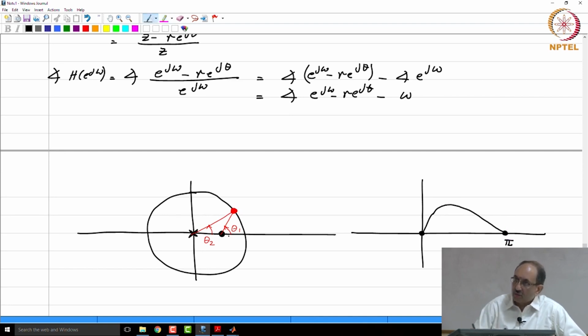And because theta is 0, this is a 0 on the real axis, which means the system's impulse response is real. For such systems, magnitude response is even and the phase response is odd. Therefore, you can complete the phase response using the odd symmetry property to be like this. So, this is the overall phase response.